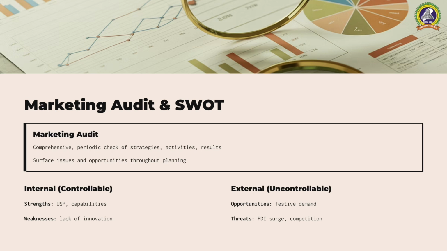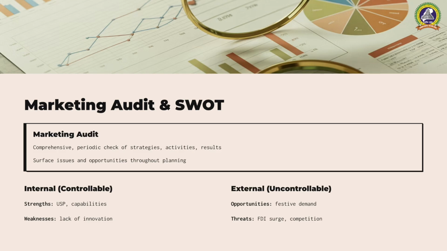Once the high level mission and objectives are set, the marketing department begins its work with a marketing audit. This is an essential diagnostic step. The marketing audit helps in analyzing and evaluating the current marketing strategies, activities, problems, goals, and results. It is basically a comprehensive check of all aspects of the business that are directly related to the marketing department.